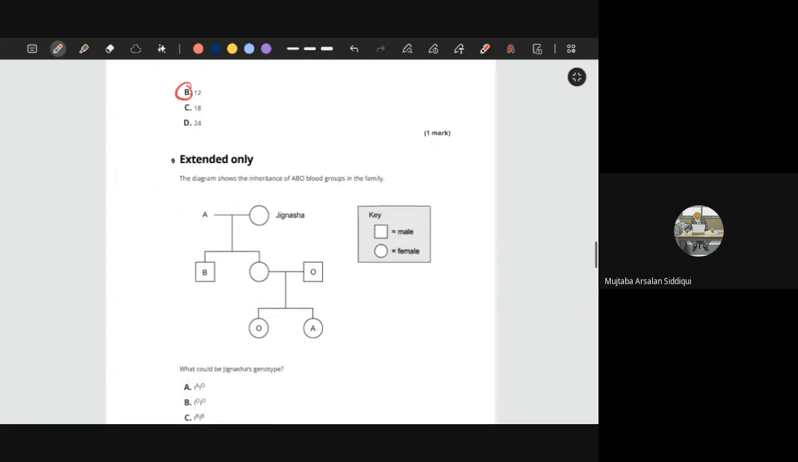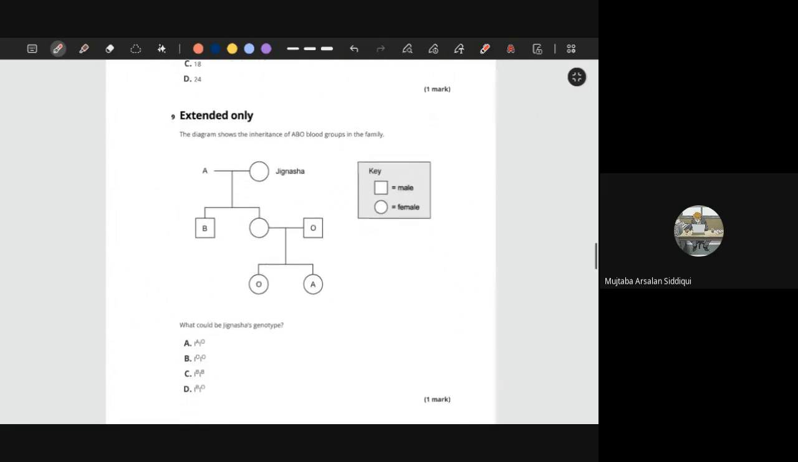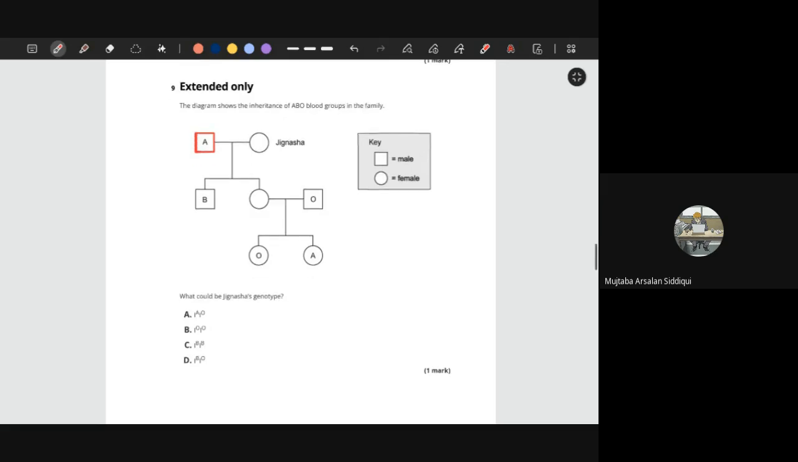The diagram shows the inheritance of ABO blood groups in the family. Right? Obviously, this is a male. So, what could be Jignasha's genotype?